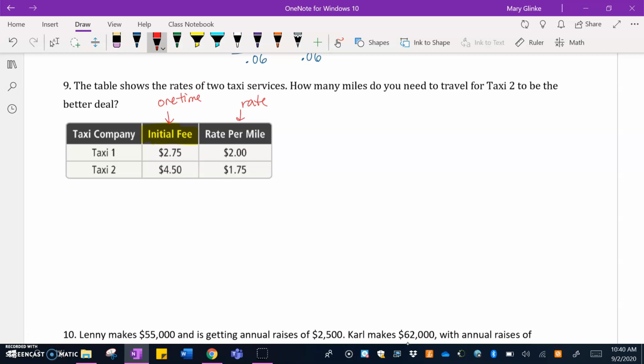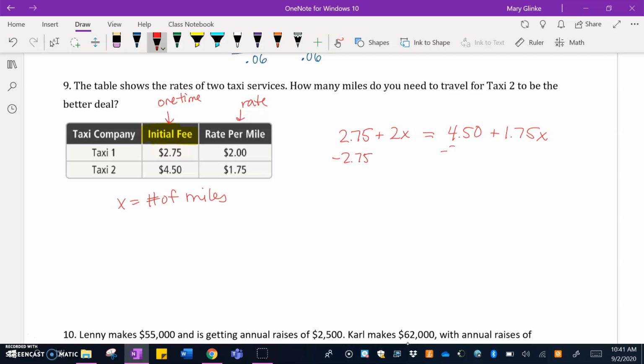So looking at this, we're going to first figure out when they're equal. So we have $2.75 as our one-time fee plus $2 per mile. So since it's per mile, we're going to call the number of miles we're traveling X. And then for the other one, we're going to do $4.50 plus $1.75 per mile. And now this is an equation we can solve.